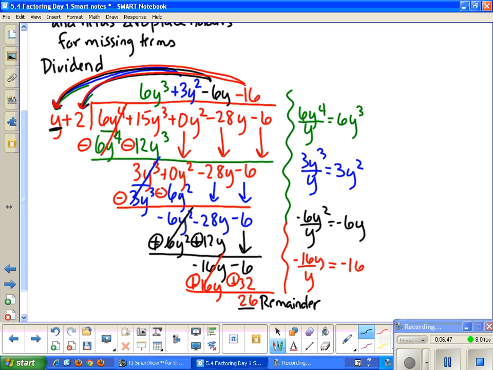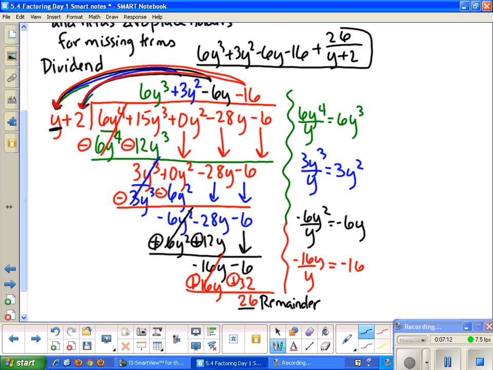And the way that you would then write your equation is you would take this whole thing, so it's 6y cubed plus 3y squared minus 6y minus 16, and then you have plus, because it's a positive remainder, 26 over your divisor because it can't go in anymore, and this would be your solution. So that is long division.